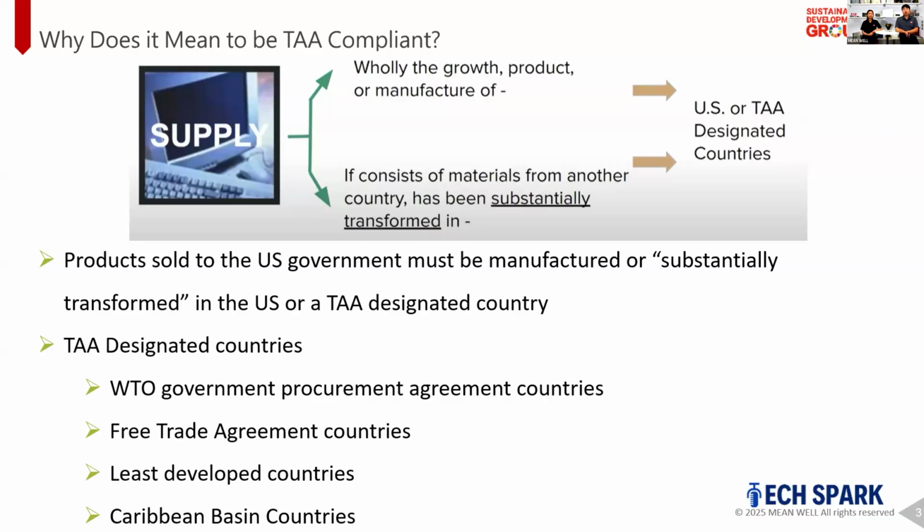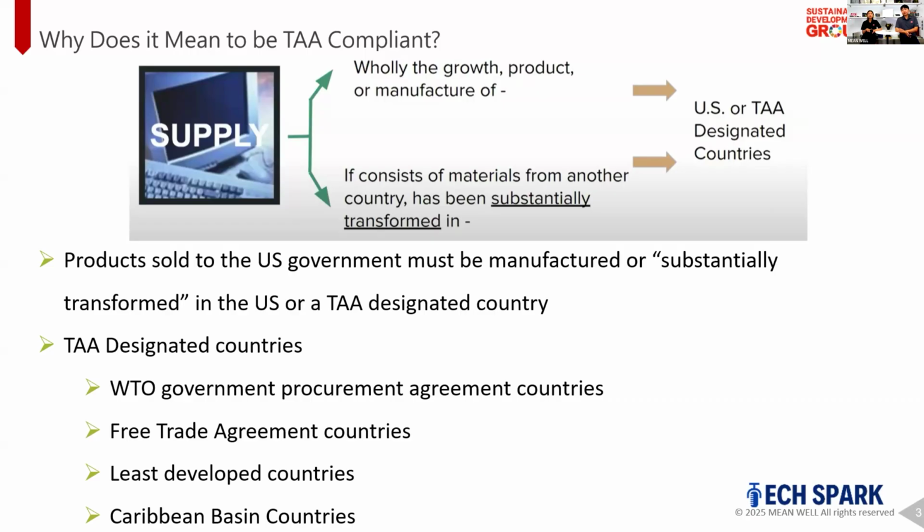So the TAA designated countries include the WTO GPA countries, the 40 plus countries that participated in the government procurement agreement. It also includes free trade agreement countries that have trade agreements with the US. Along with these are what we call the least developed countries. Some third world or slow developing countries are also on this list to include them in the competition pool for these government contracts. And lastly, there are the Caribbean Basin countries.